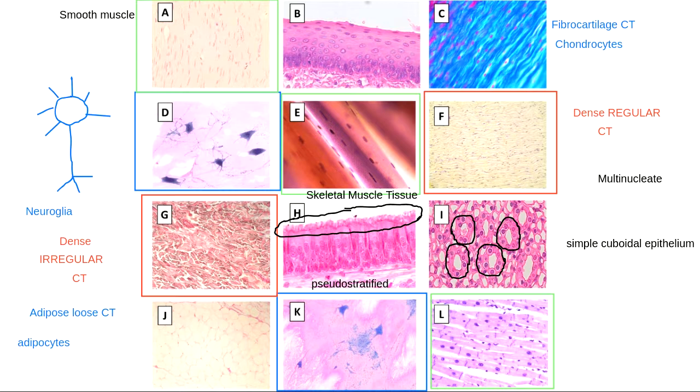So the big long name for B here is non-keratinized, stratified. I'm going to have to abbreviate. Stratified. If I look at that top layer, they're very flat. So it's non-keratinized, stratified squamous epithelium. Non-keratinized, stratified, squamous.